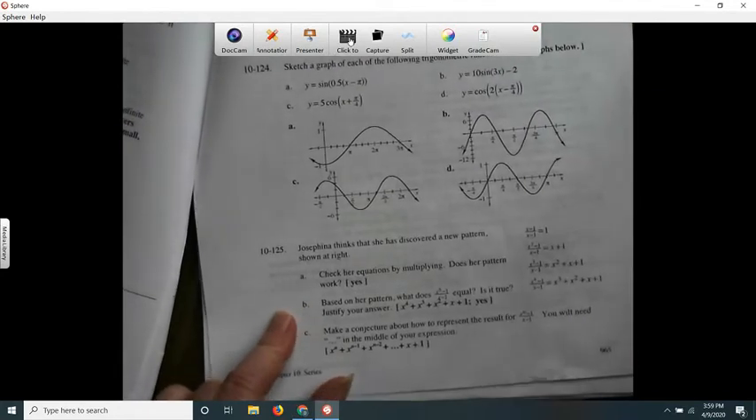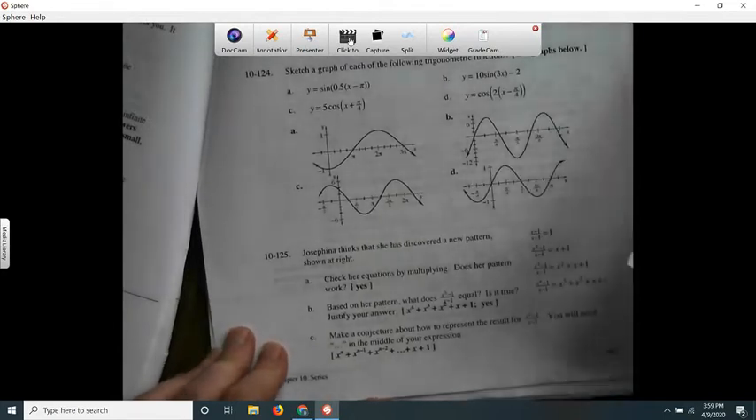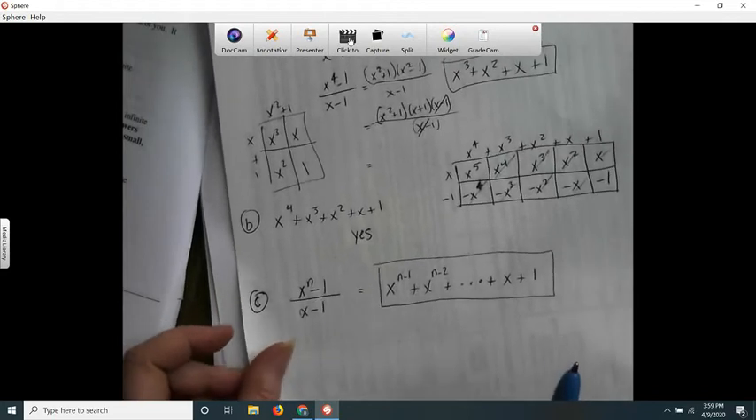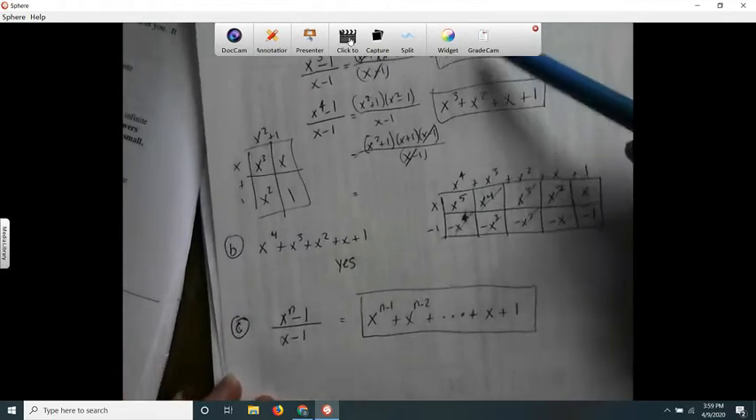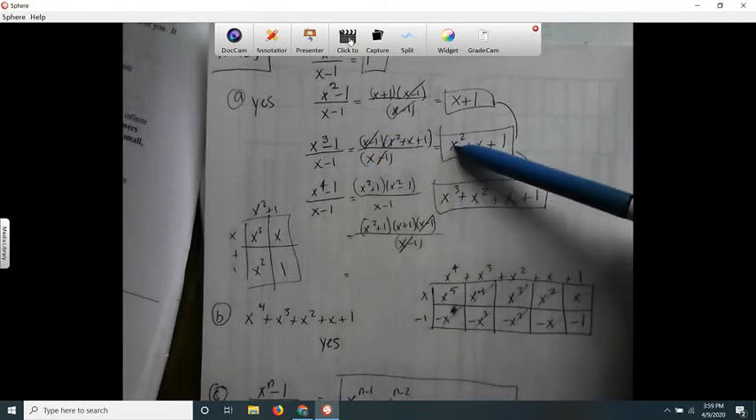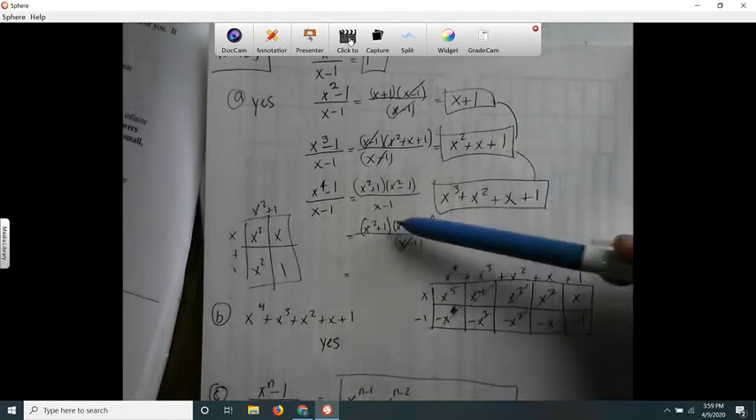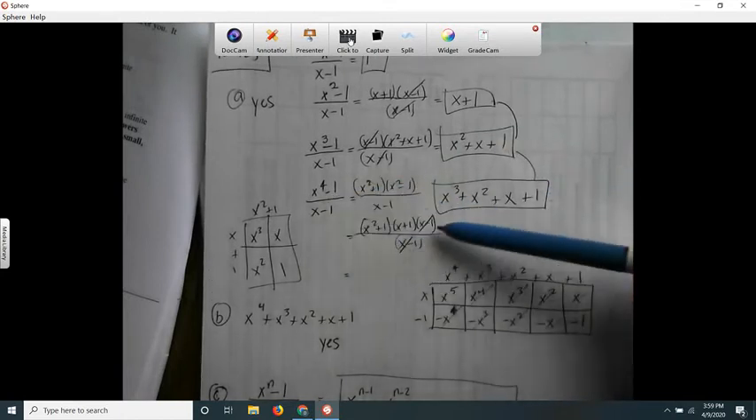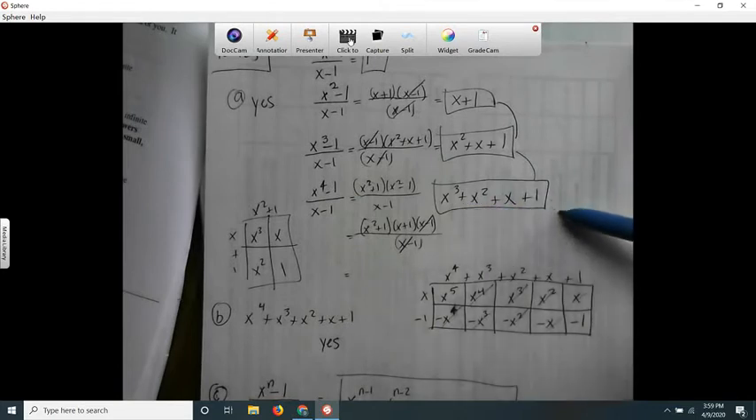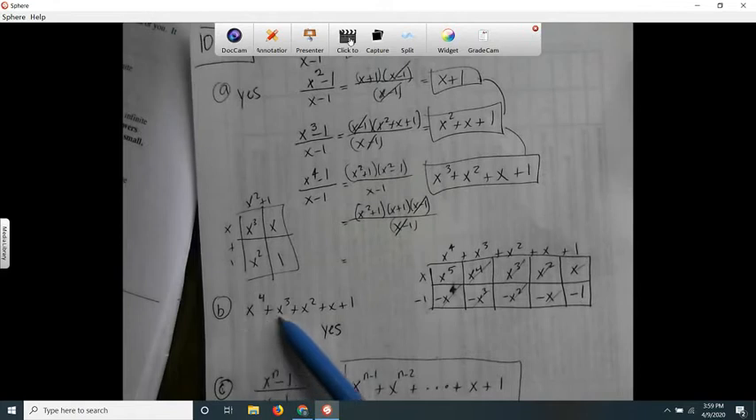Letter B says, based on her pattern, what would x to the 5th minus 1 equal? And is it true? And justify your answer. So if I just keep following her pattern, I see that x to the 3rd starts with the x squared, and then it just goes down in descending order of exponent, of degree. And so x to the 4th would start with x cubed. So x to the 5th would start with x to the 4th, and then x to the 3rd, and then x squared, then x, and then 1.